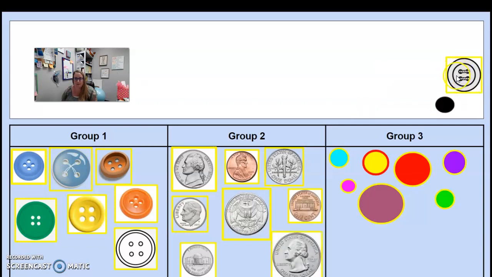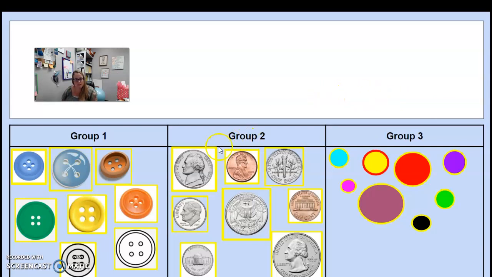All right. What about this one? It has holes, but there's stuff that's inside the holes. So is it going to go somewhere else, or is it going to go with group 1? What do you think? Yeah, it's moving over to group 1. And last but certainly not least, where is this one going to go? Group 1, group 2, or group 3? That's right, it's coming over here to group 3.